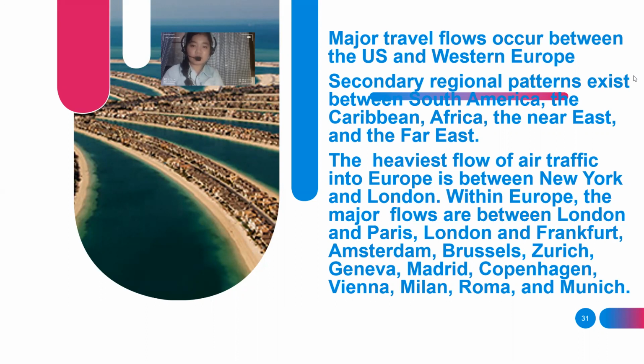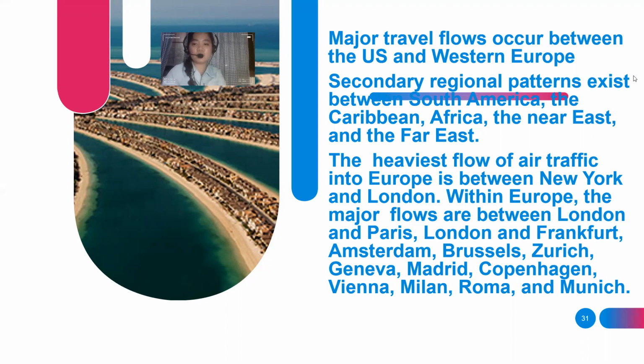So the heaviest flow of air traffic, wherein there are many flights coming in and out of a country, is into Europe, between New York and London. The exchange in air traffic is quite heavy between New York and London because, unlike others that are very seasonal, the influx of tourists between these two is always consistent. A lot of people travel from New York to London or from London to New York, or vice versa.